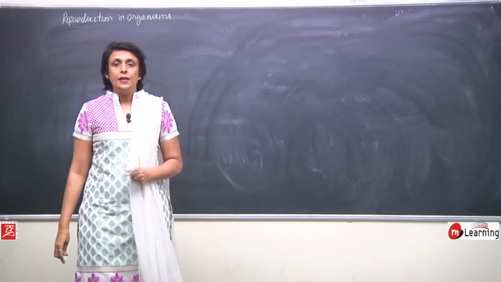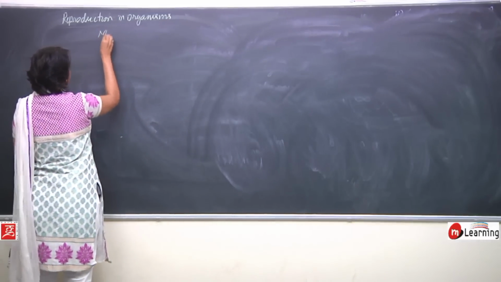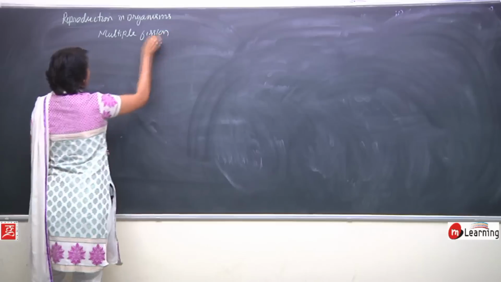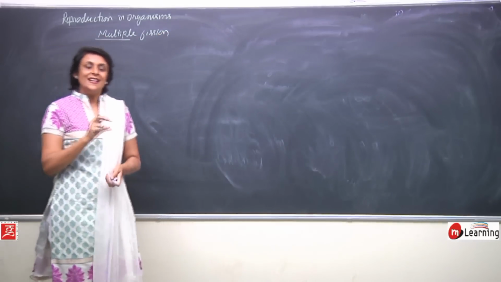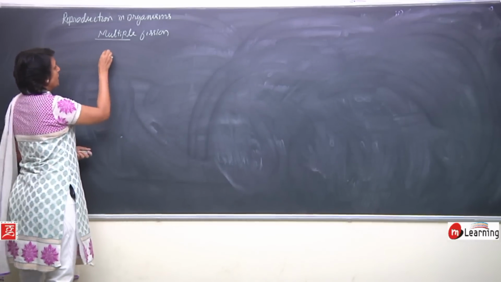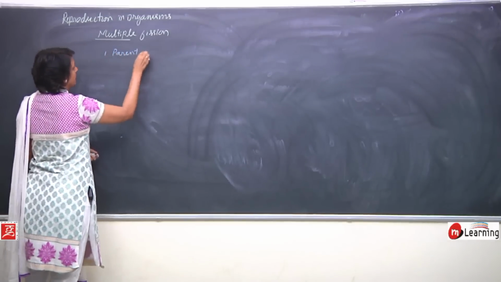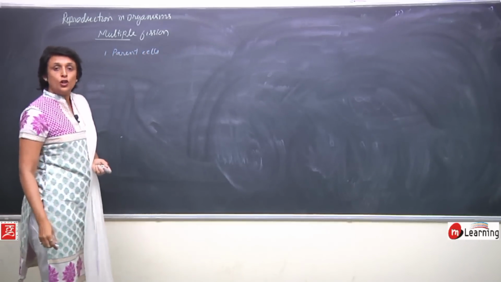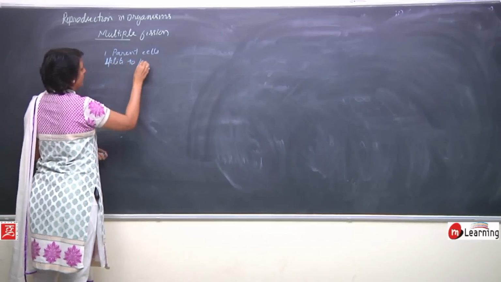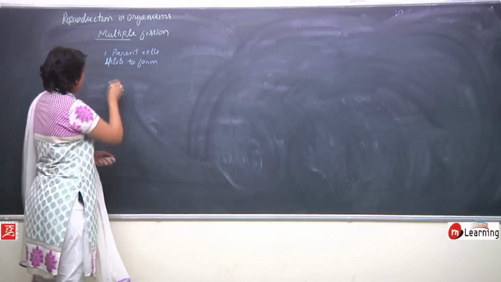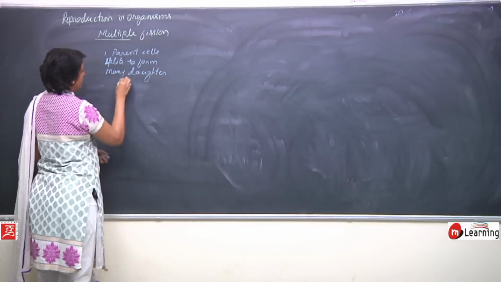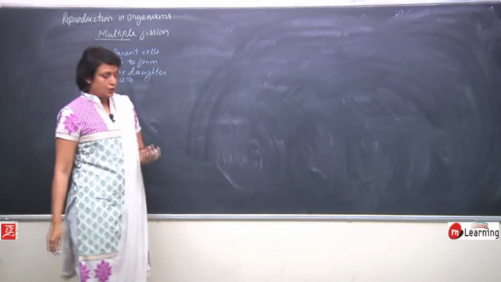So after binary fission, let us talk about multiple fission. And after this, we will talk about a slightly different version of binary fission. What happens in multiple fission? One parent cell undergoes fission or splitting to form many daughter cells. And that is why the term multiple fission.